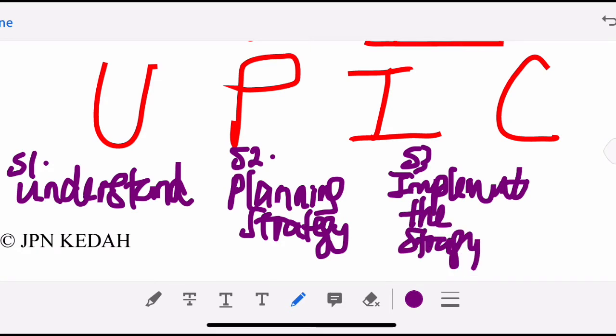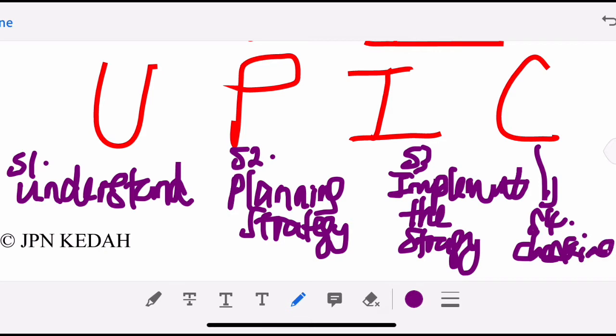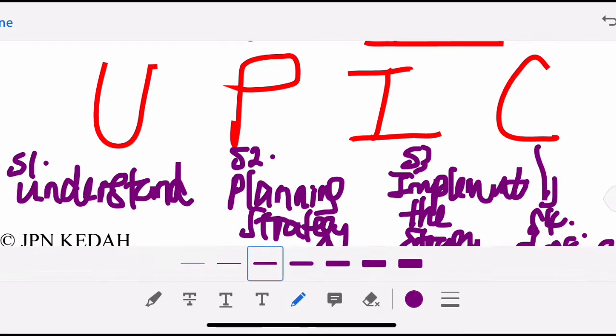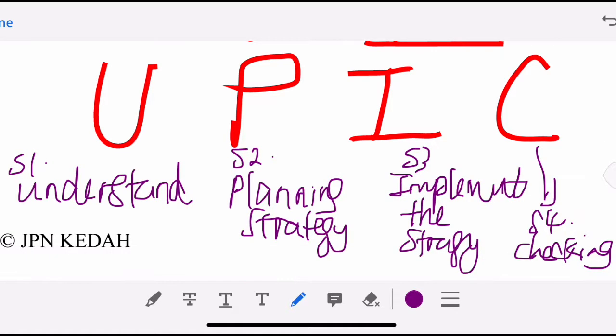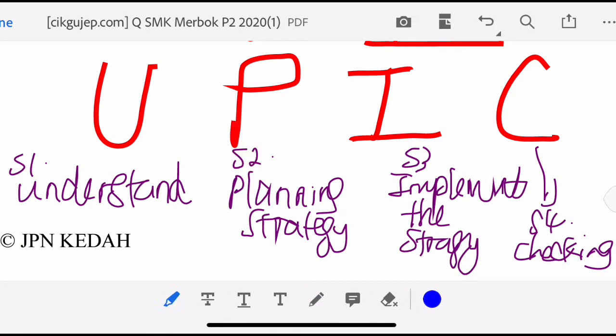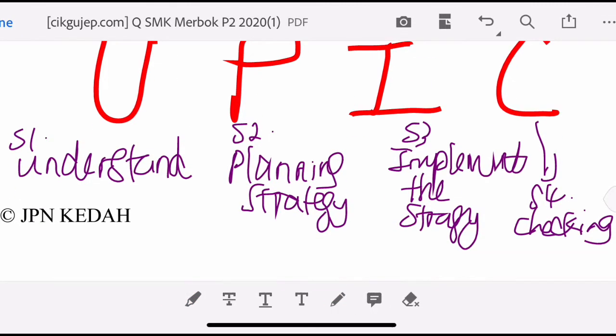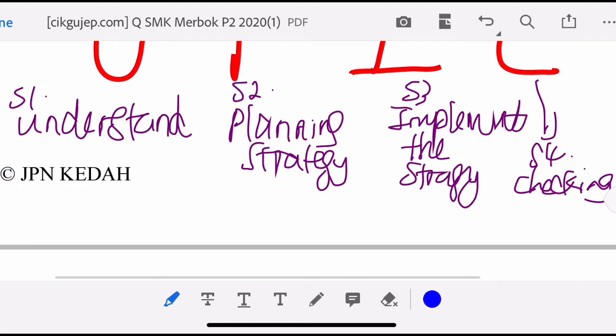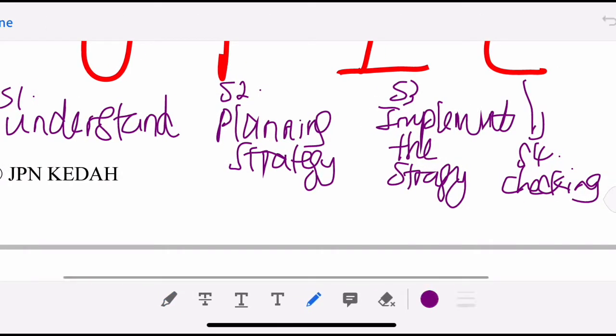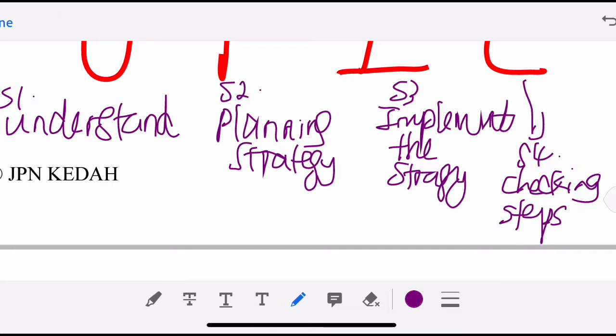And then step 4 is C. What is C? C is checking the answer, right? So you can explore different ways to check the answer. These are the 4 steps that I introduced in my previous video. Checking the answer means that you can press the calculator, or you can use an alternative solution.